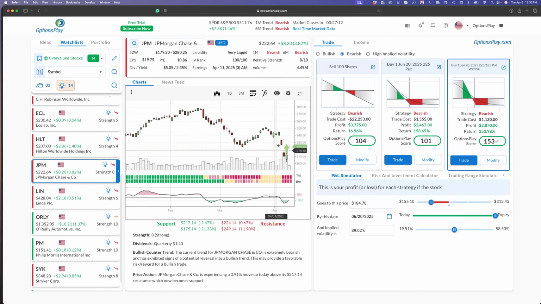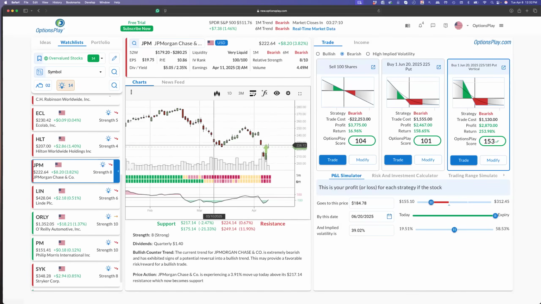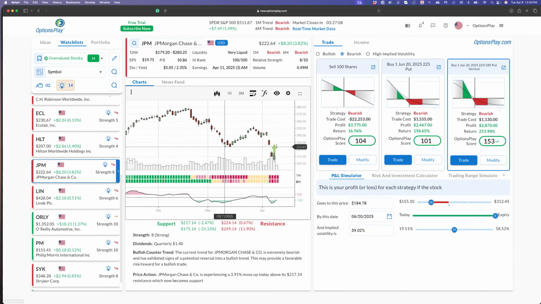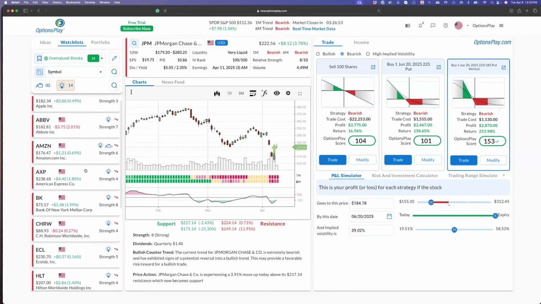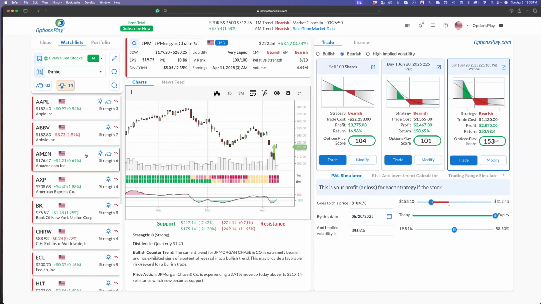Let's say you want to take a bearish view here on JP Morgan, and the chart looks very similar to a lot of other charts, right? Basically, what you have is a breakdown below support that we're now back to retest as resistance. And the concern is maybe there's some further downside here in JP Morgan. You can take that in any of these specific names.